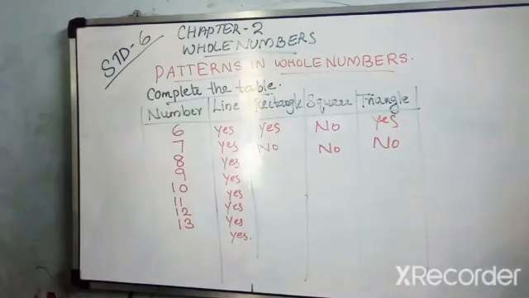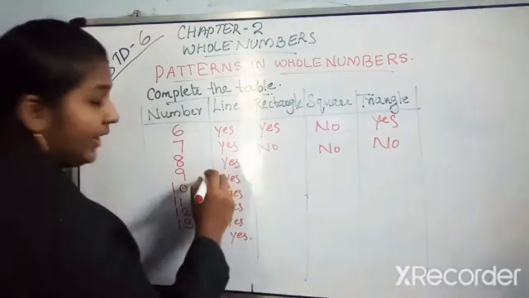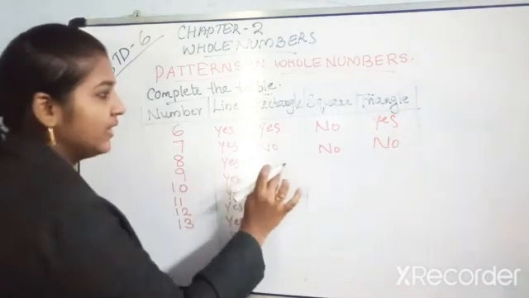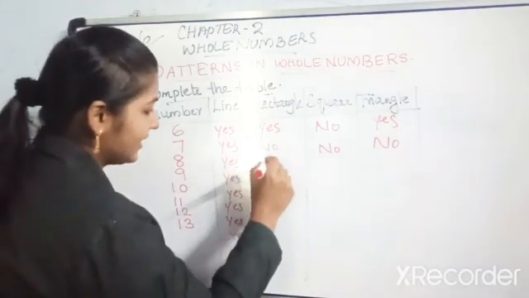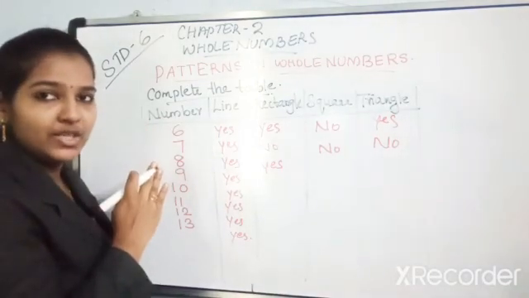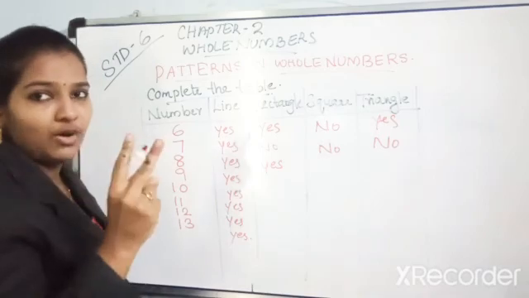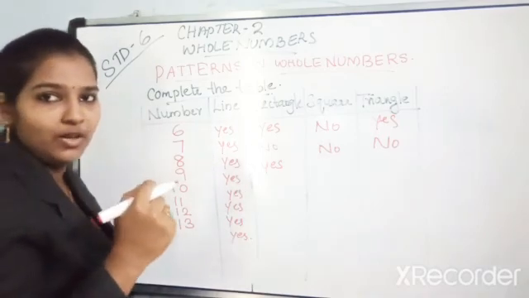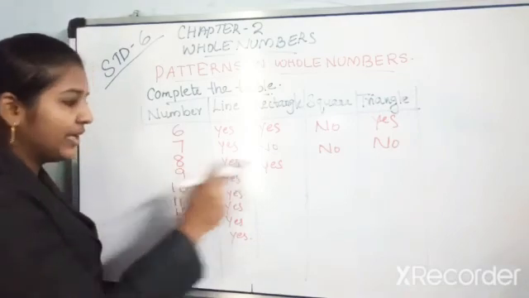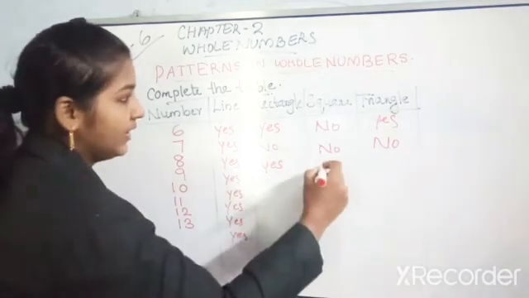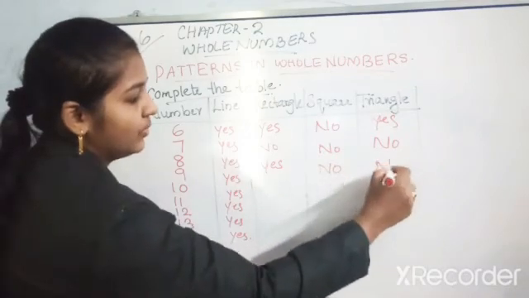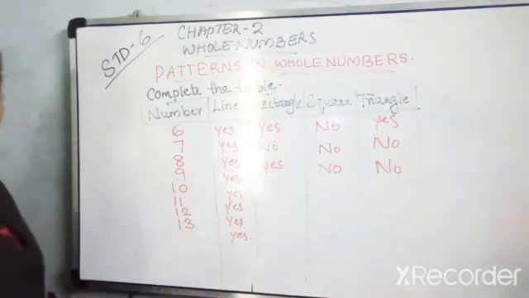Okay. Now next number is 8. So the number 8 can be arranged as a line. Then rectangle. Yes. We can draw 8 like 4 2s are 8, isn't it? So 4 rows and 2 columns will show the number 8. Okay, you can put a dot accordingly. So 8 can be arranged as a rectangle. Then square, no. Then triangle, no.